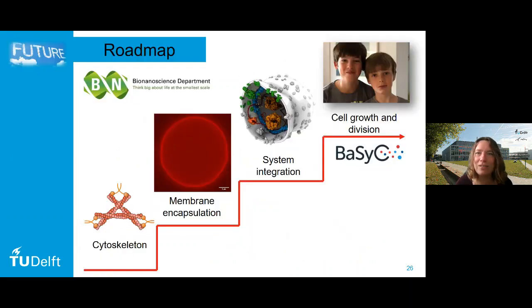And you can think about this as a kind of roadmap. We now know how to make cytoskeletal networks that are active. We are trying to encapsulate this into lipid membranes so that it starts to look more like a cell. And we try to integrate that with other modules, such as metabolism and DNA replication. And then hopefully, in many years probably, we can get closer to this question, how cells have their magical ability to grow, divide, and self-renew. So this is one direction for the future of nanobiology research.